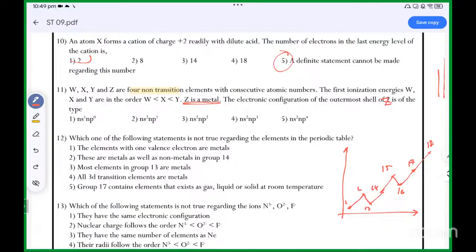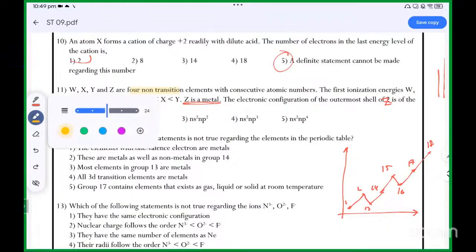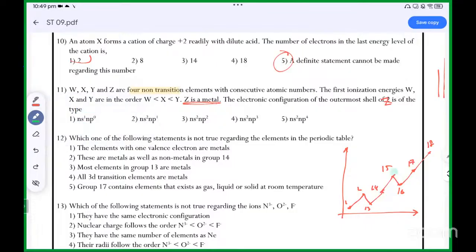Consecutive 3 elements are having continuously increasing ionization energies. Here, these 3 are consecutively increasing. Then these 3 also having consecutive increment. So W, X, Y could be 13th, 14th and 15th or 16th, 17th and 18th.